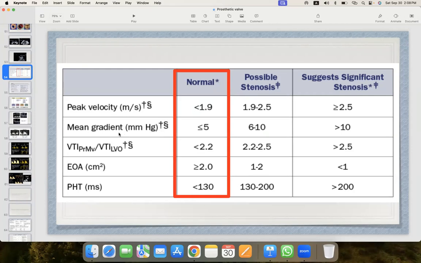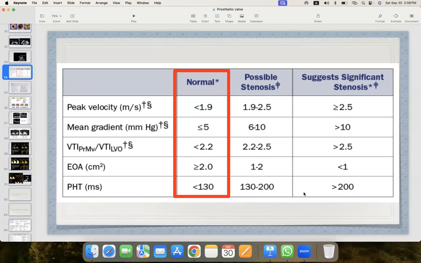But the way to differentiate between stenosis and regurgitation is by pressure half time. In stenosis, pressure half time will be elevated, but in a patient with regurgitation, pressure half time should be normal. This is very important, even for your exam, to differentiate mitral regurgitation from mitral stenosis.